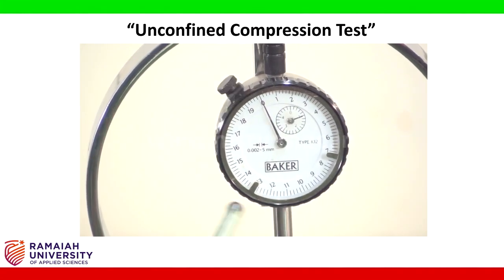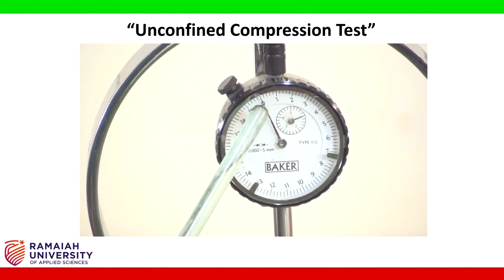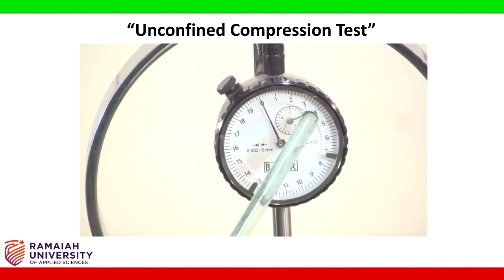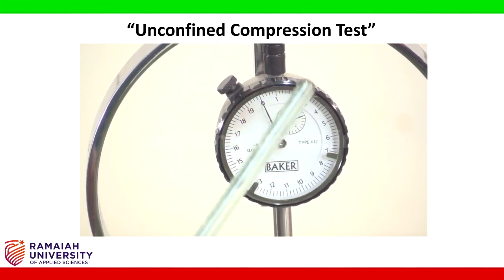So before the start of the experiment, set the main dial to 0 and observe the small dial reading. Now the small dial reading is at 1. So whatever the subsequent readings are, we have to take from 1.